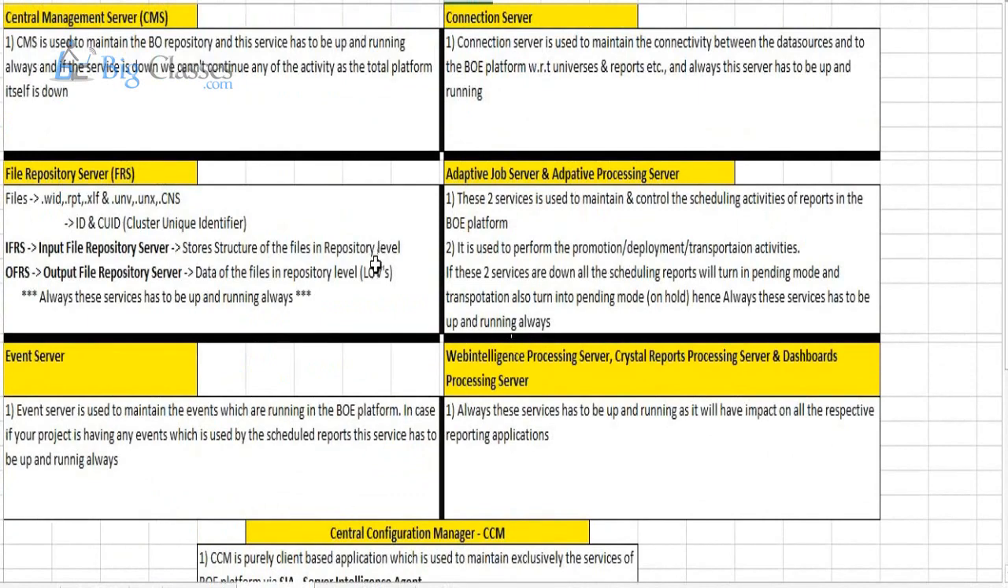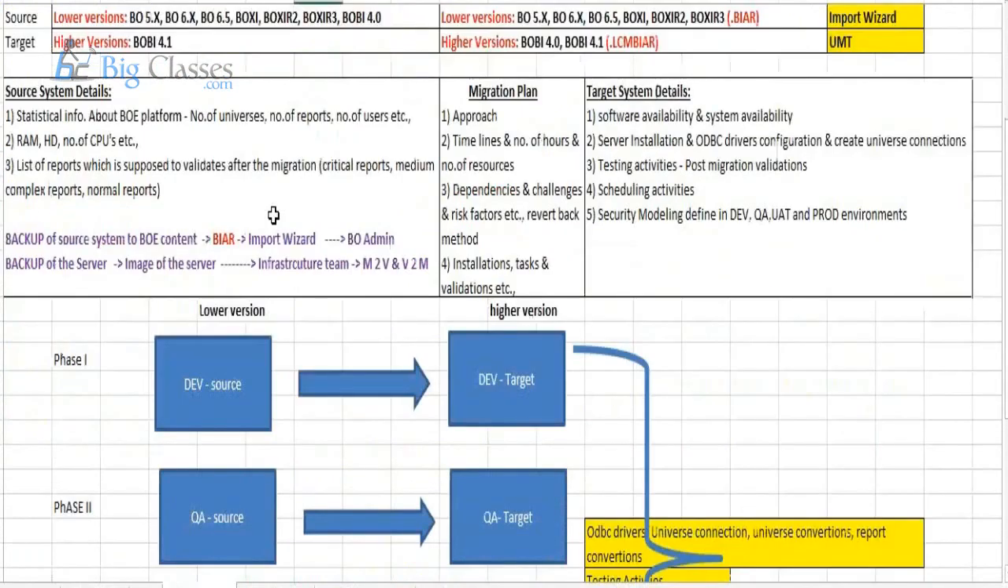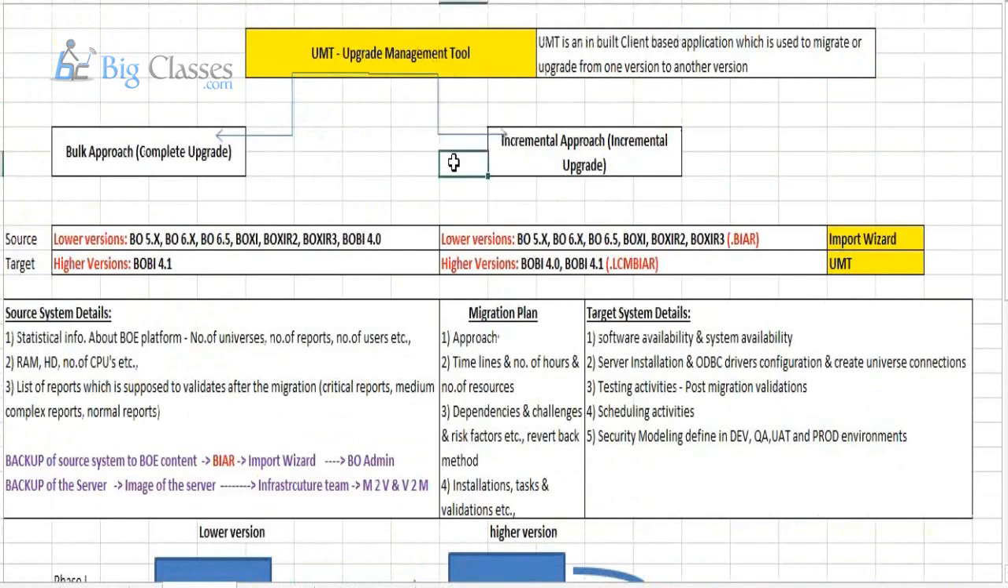You will come to know about the upgrade from a lower version to a higher version, how we can do an upgrade. What are the lower versions we have? We have BO 5.x, 6.x, 6.5, XI, XI R2, XI R3, 4.0. How we can migrate or upgrade from one version to another, and what are all the approaches you have. You will come to know that as well.